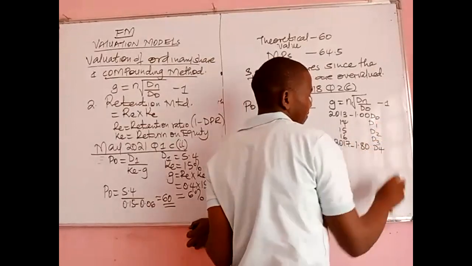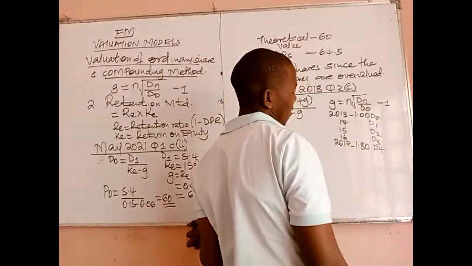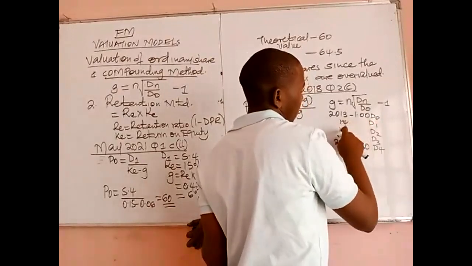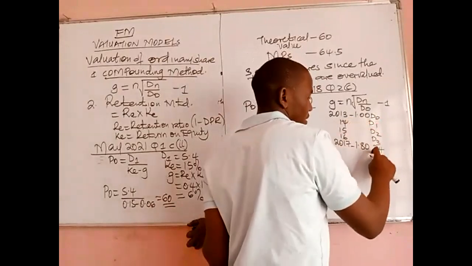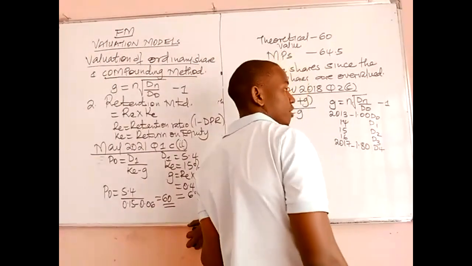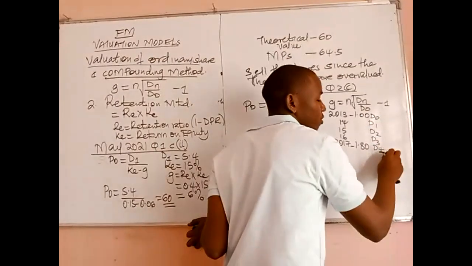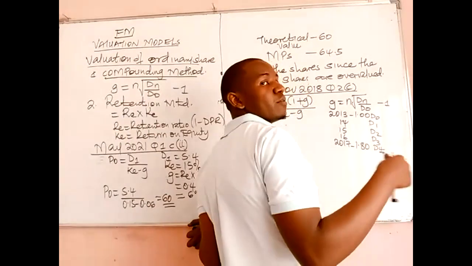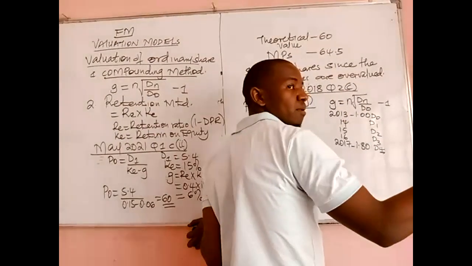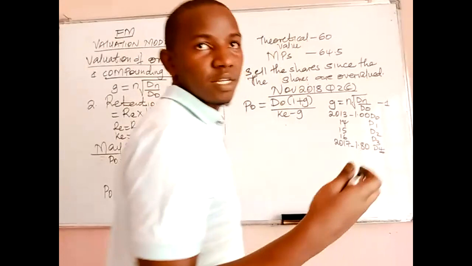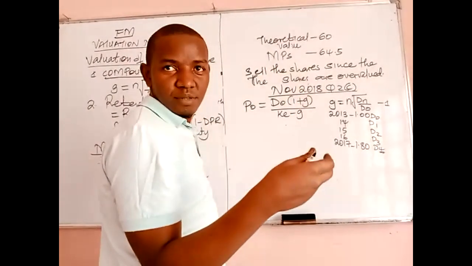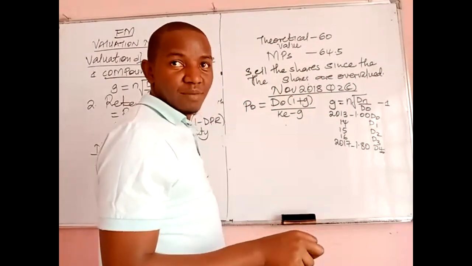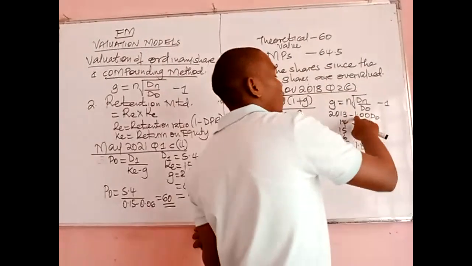Then we have 2014, 2015, 2016. Are we together? So this is now what will be our n. Remember, for dividend, we use the next dividend. Why do we use the next dividend? Dividends are paid at the end of the year, not at the beginning. Are we together? So in this case, this is what I will have.